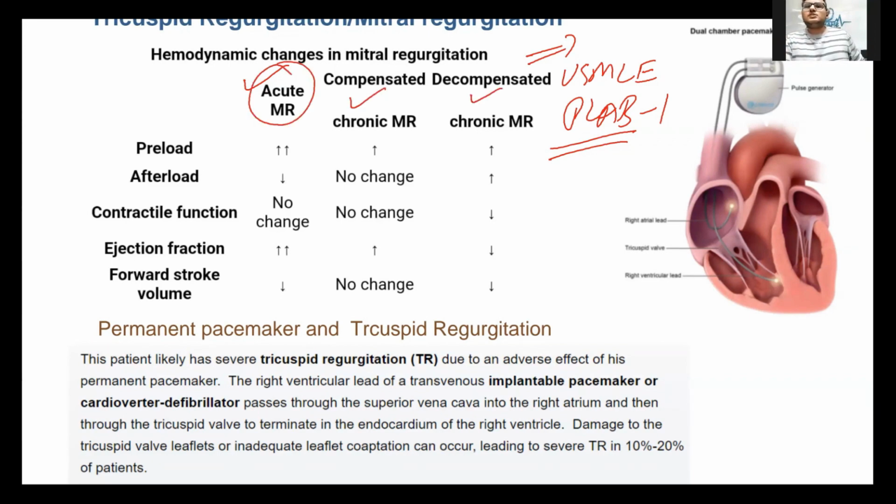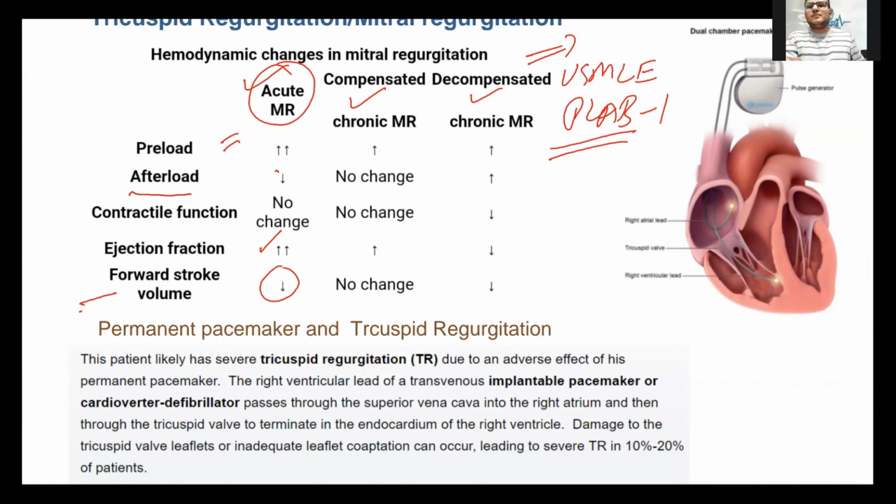In acute mitral regurgitation, preload will be high, afterload will be low. There is no change in contractility. Ejection fraction is increased in acute mitral regurgitation, and forward stroke volume is decreased. Ejection fraction is the quantity that is going out of the left ventricle. इजेक्शन फ्रैक्शन का मतलब वो ब्लड है जो लेफ्ट वेंट्रिकल से बाहर निकलता है, कहाँ जाता है हमें नहीं पता, बस निकले लेफ्ट वेंट्रिकल से, that is ejection fraction.